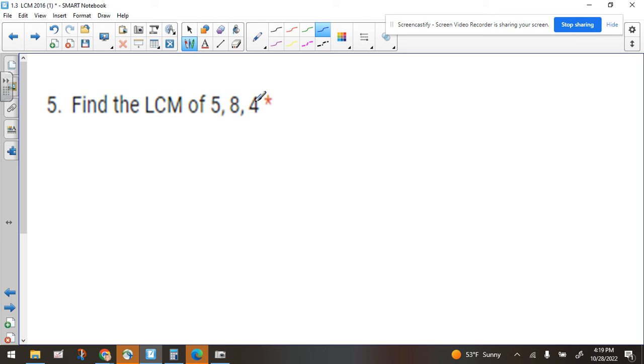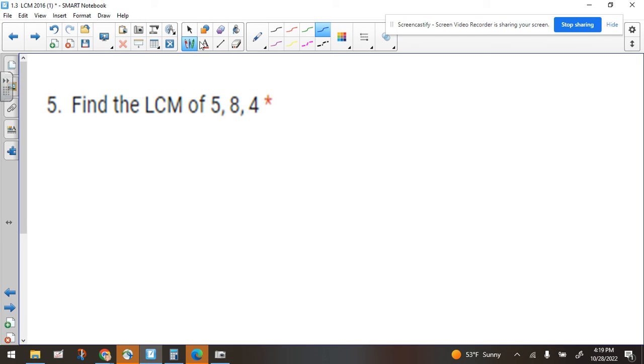Before you begin, it's always a good idea to identify the larger number, which in this case is 8, and ask yourself, is it a multiple of the other two numbers? Now, it is a multiple of 4, but it's not a multiple of 5, so therefore 8 will not be the LCM of the set of numbers. But you always should ask yourself that first before you begin, because sometimes that will work. In fact, there's another question on the homework where that's true.